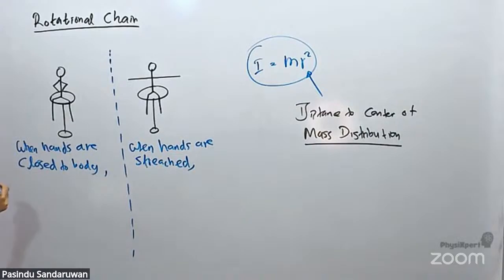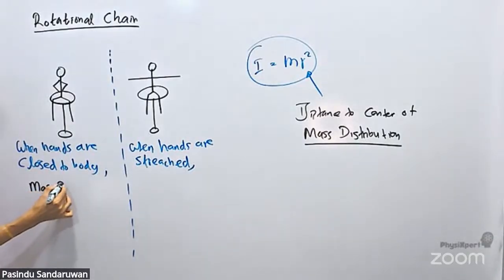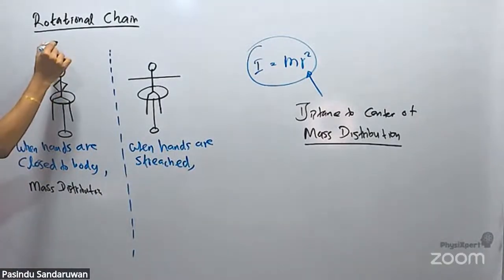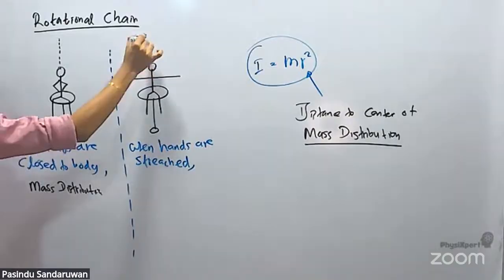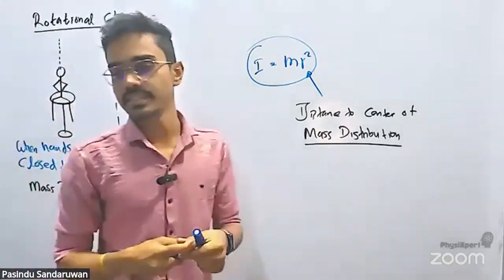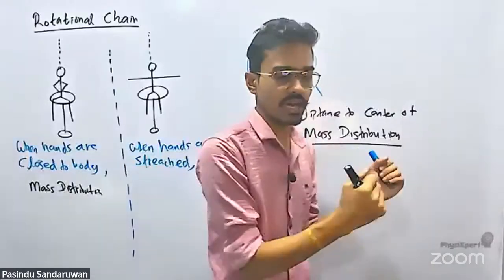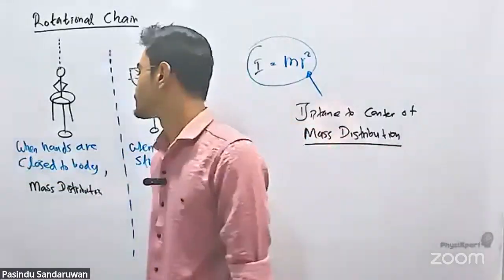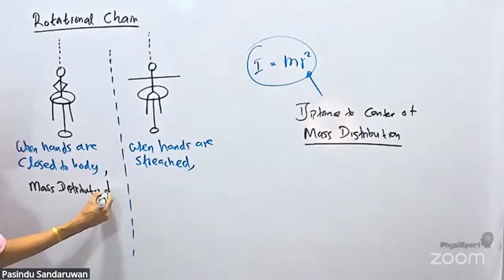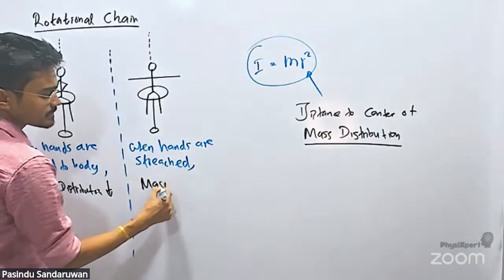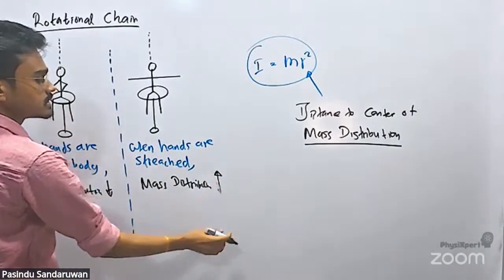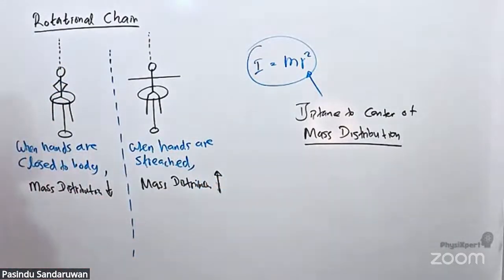Now what happens is, when hands are closer, look here, the mass distribution from the axis is less. Axis of rotation is this. This is a rotatable chair. A person is sitting on the chair, getting hands closer and stretching hands away from the body, right? Mass distribution here is comparatively less, but it is comparatively higher when hands are stretched. When mass distribution increases, this R increases.